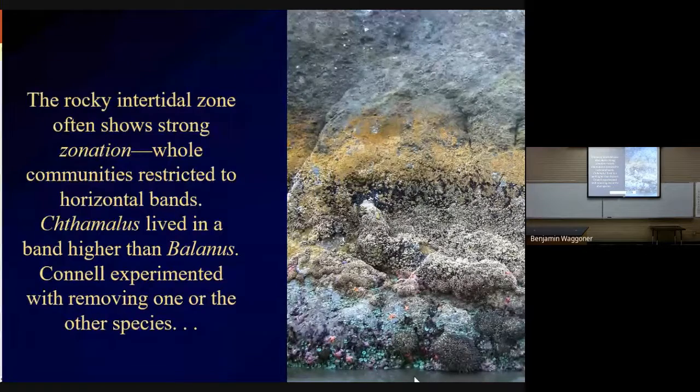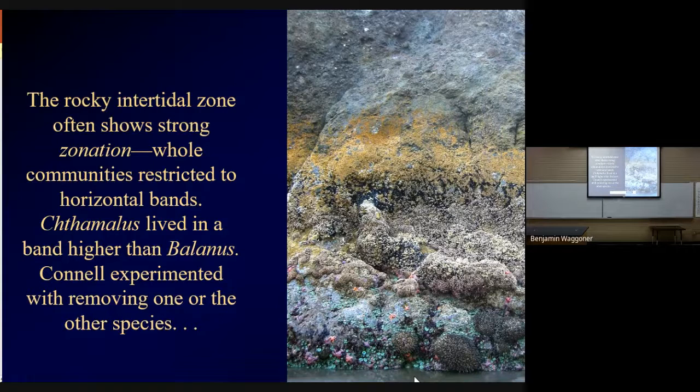And if you go to a rocky coastline and just go from the parking lot down to the low tide line, you see something called zonation. There are whole communities that are restricted to these horizontal bands. Up here you can see, about midway up the picture, there's this yellow-green zone. There are certain algae that live there.